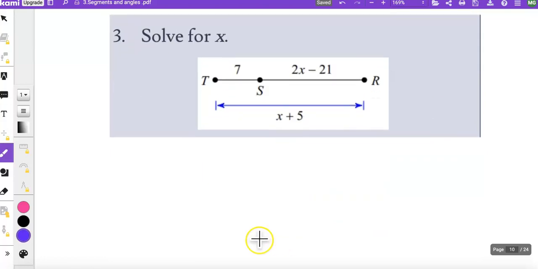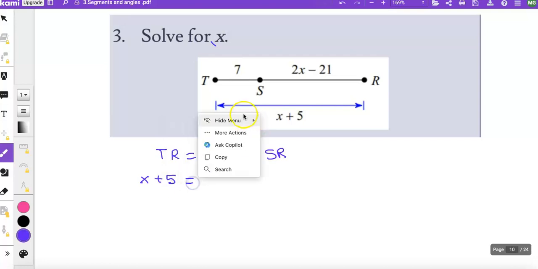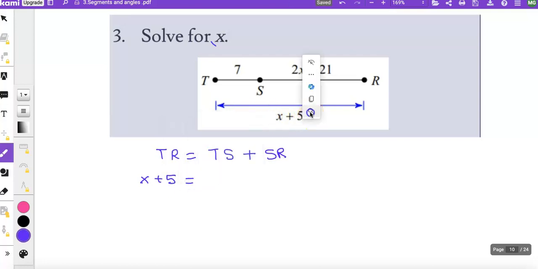Solve for x. This question is only asking to solve for x. Our steps are the same. This is a collinear line, so I can write it over here, TR. Again, in a geometry course, make it a habit of writing, because you will be required to write. Sometimes you will be required to prove. That's why. Okay. And TR is what? TR is your x plus 5. How did I get x plus 5? I got the x plus 5 from here.